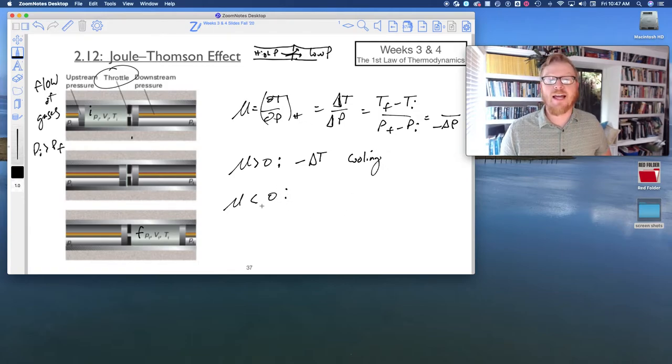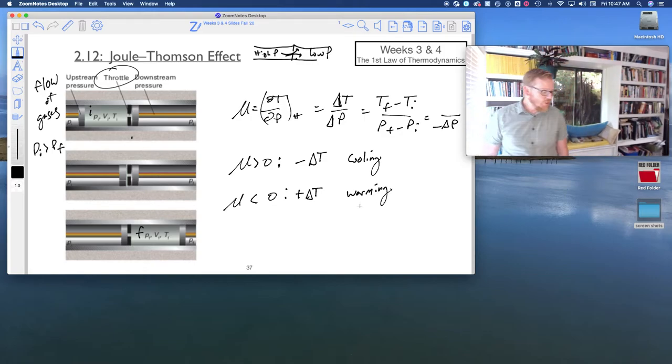And when you have a mu less than zero, you have to have a positive delta T, thereby it's a warming effect. So when would a gas cool upon expansion as a result of Joule-Thomson? And when would a gas warm?